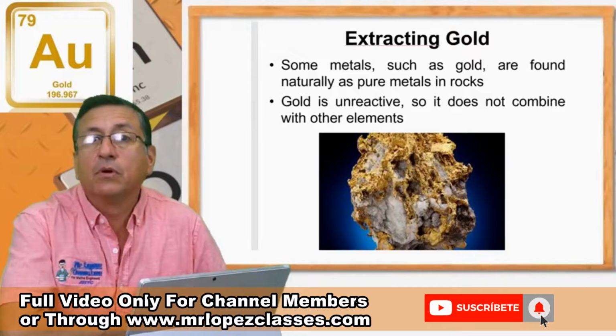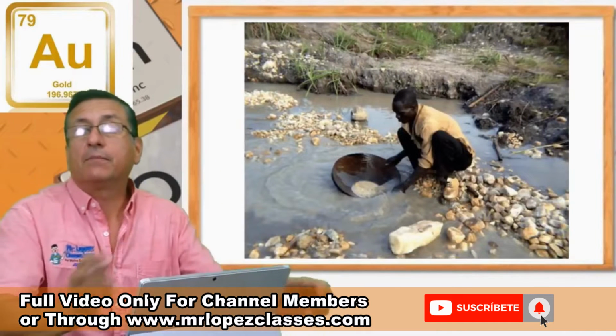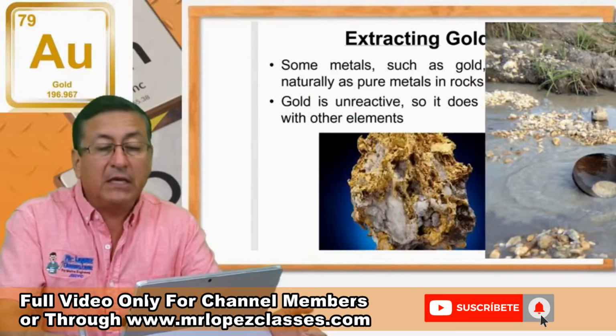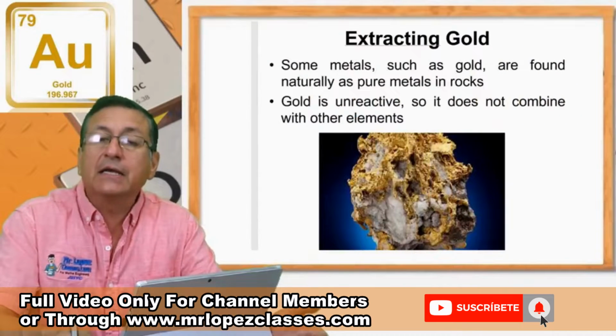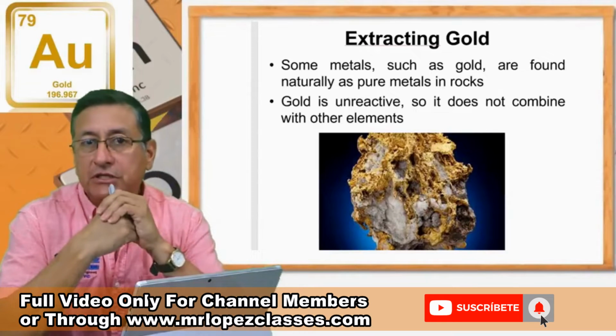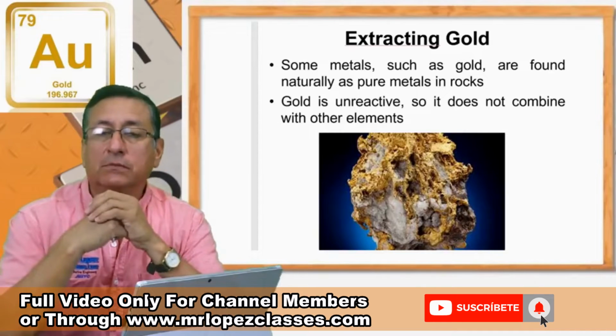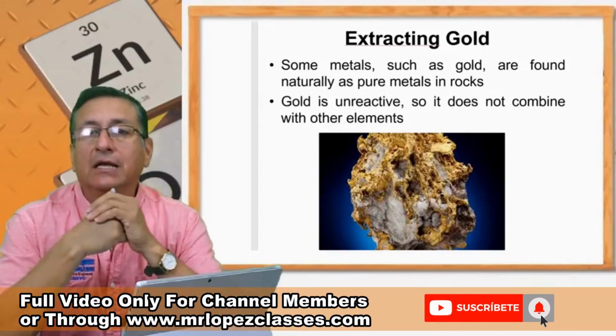There are a lot of people extracting gold in some rivers like this. But you also find gold in ore, and it's necessary to separate carbon deposits and other contaminants and separate the pure gold. And right now we are going to analyze how that is done.